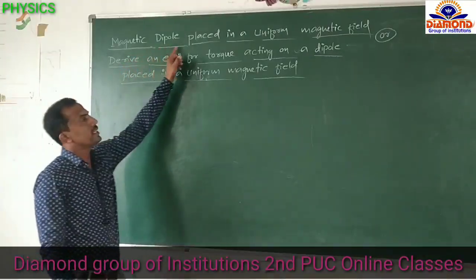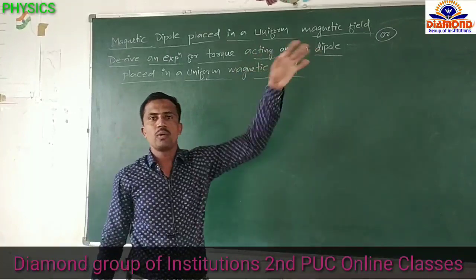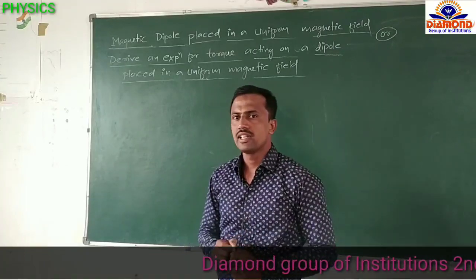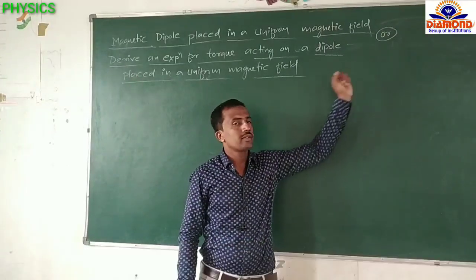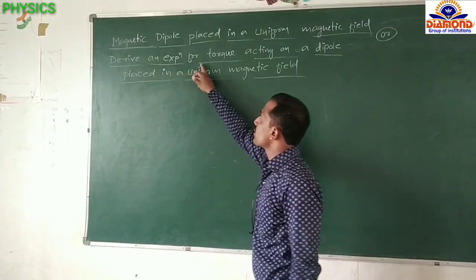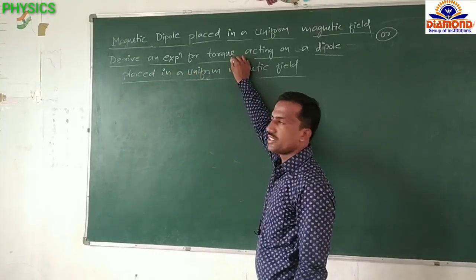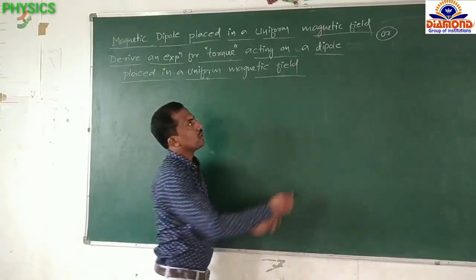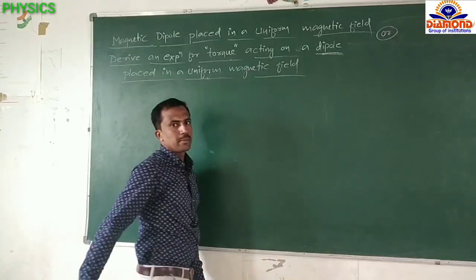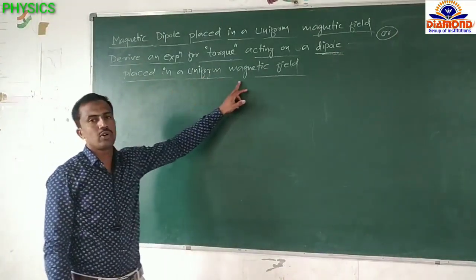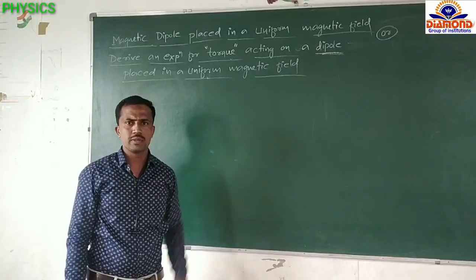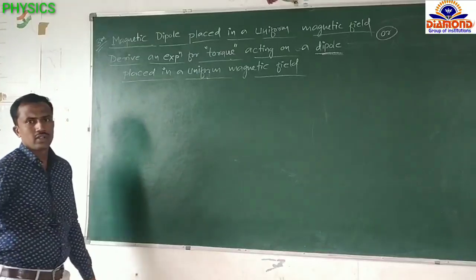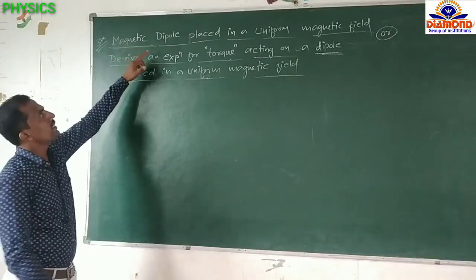Next topic, magnetic dipole placed in a uniform magnetic field. Or one more method to ask the question: derive an expression for torque acting on a dipole placed in a uniform magnetic field. This topic is also very important. A number of times it came in the examination for 3-mark questions. Our topic is magnetic dipole.